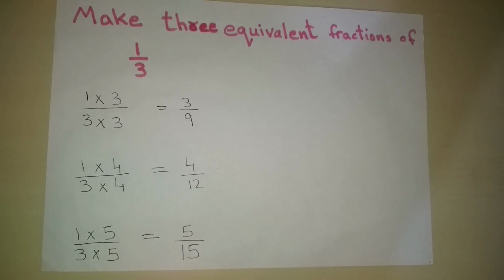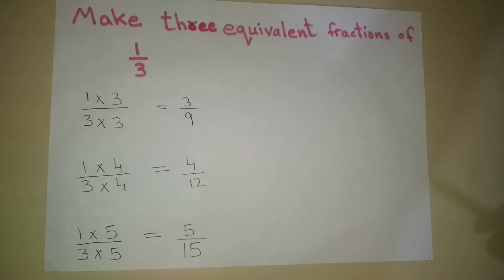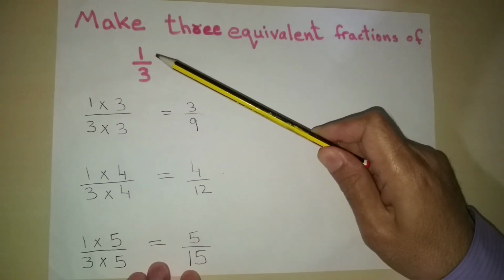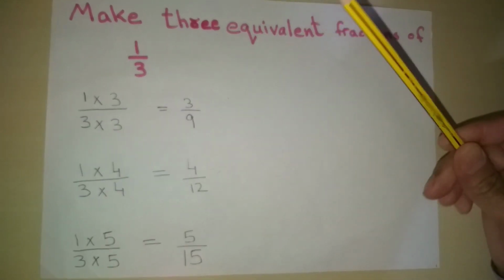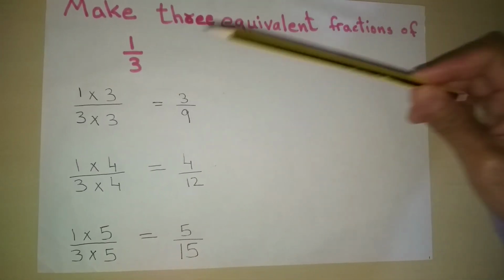Now, for practice purposes, we have two questions which we are going to solve. The first one is make three equivalent fractions of 1 by 3. So I have done it. You can do it in a different way. You can multiply 1 by 3 with different numbers.